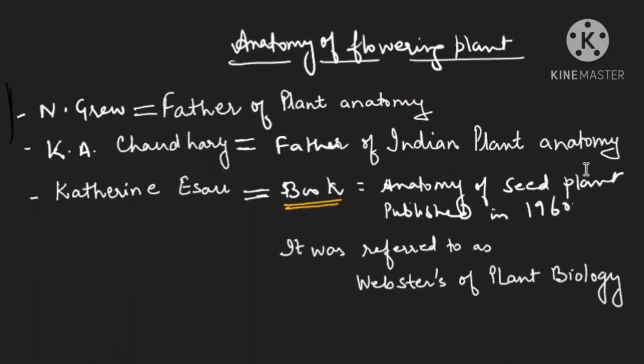In this video we are going to discuss the anatomy of flowering plants. We'll be discussing the tissues, especially meristematic tissues, what their characteristics are, how we classify them, and how the shoot apex and root apex organization is done.